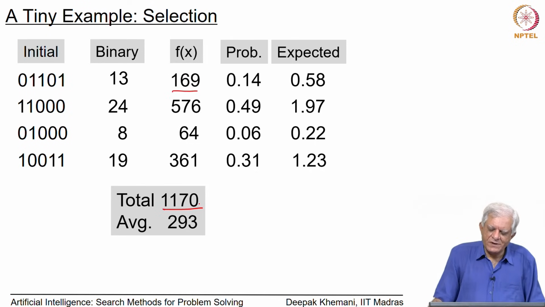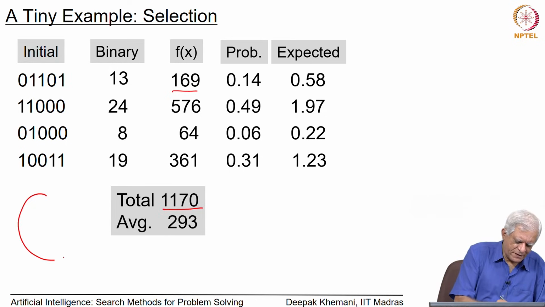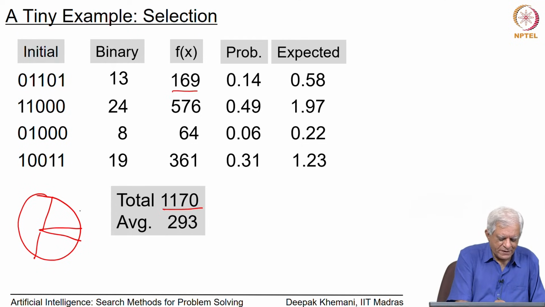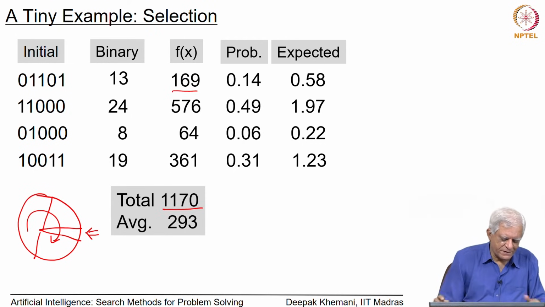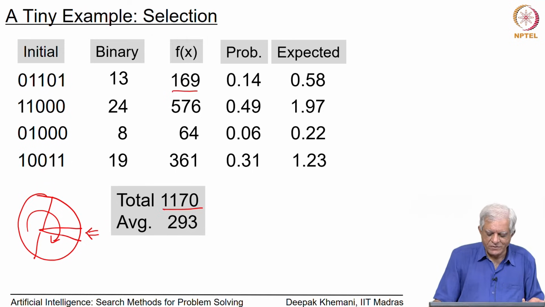And let us say we spin this roulette wheel. This roulette wheel is basically a random process. You might think of it like this, with 4 sectors in the roulette wheel, and you spin it randomly, and at some point you have an arrow sitting here. Once it stops, whichever candidate it stops on is the one that is reproduced.